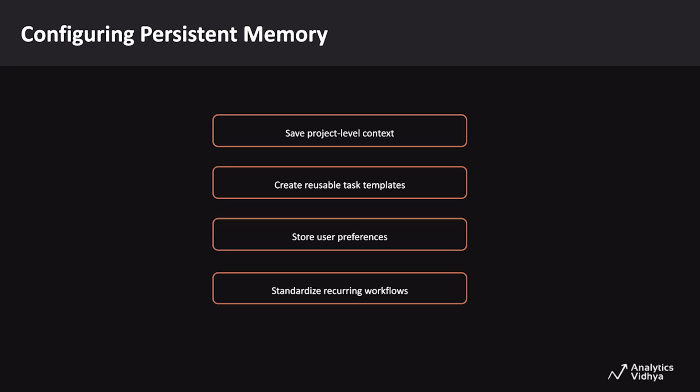Now, let's talk about how you can actually use persistent memory. You can store things like project level context, reusable task templates, and even your preferences. So, over time, your workflow becomes more standardized. You don't need to repeat the same instructions again and again. CoWork already understands how you like things done.